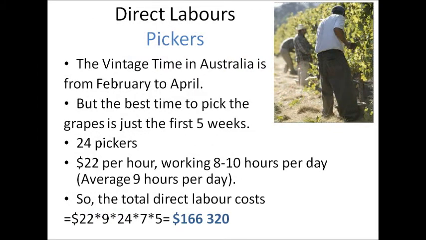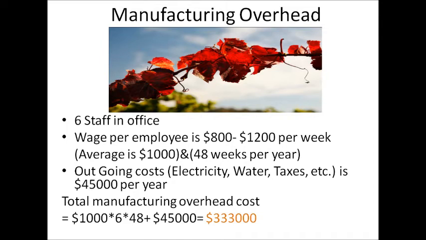The direct labor is pickers for the grapes. After talking with John, I know the picking time in Australia is from February to April, but the best time to pick the grapes is just the first 5 weeks. John usually needs 24 pickers to pick up the grapes. They usually need $22 per hour for the wages per person, and they work 8 to 10 hours per day. So the total direct labor cost is $166,320.